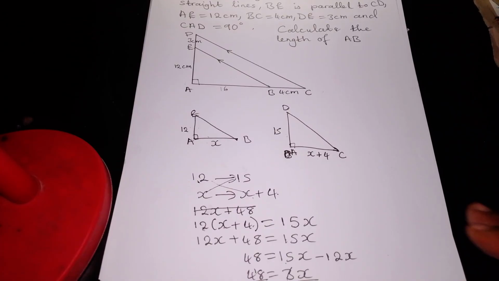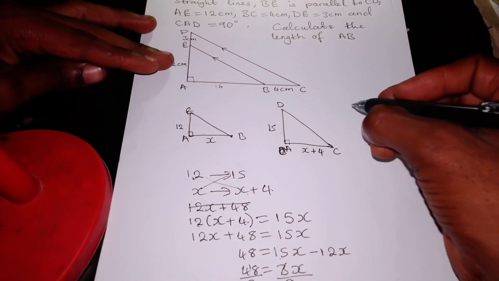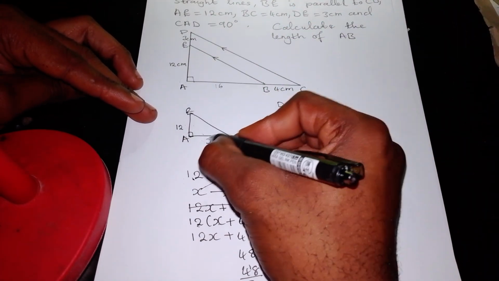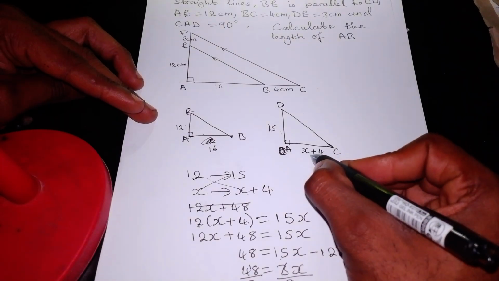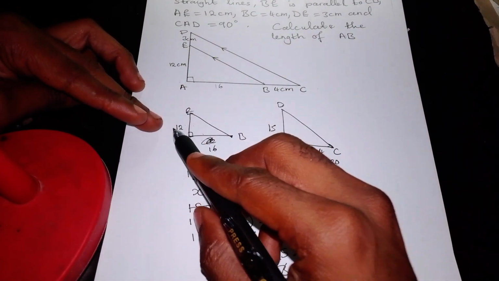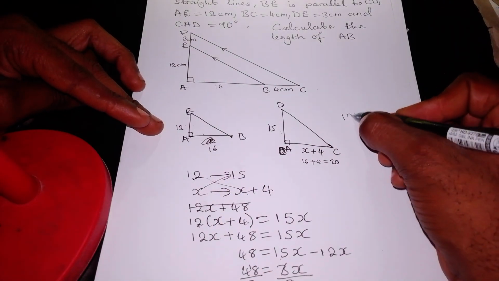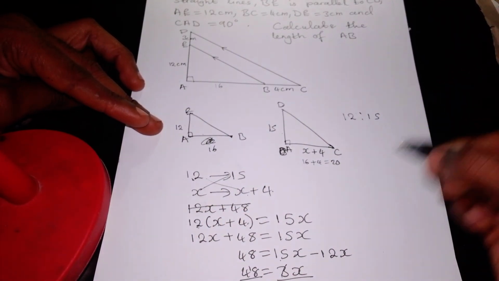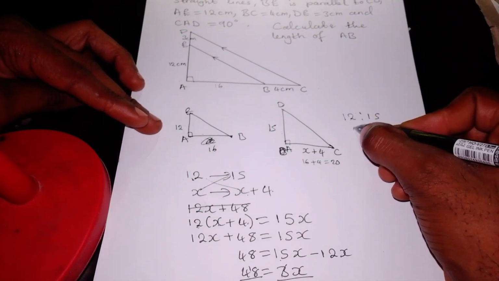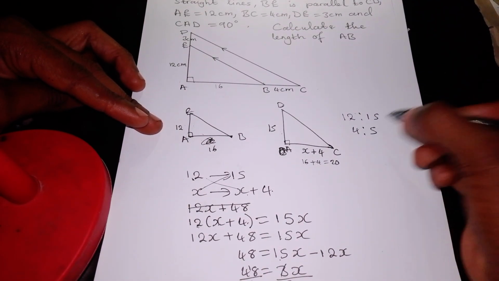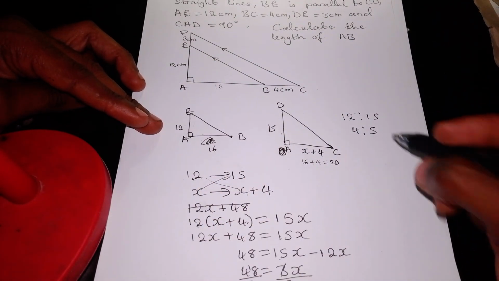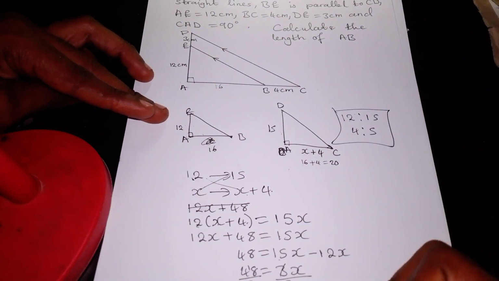If you want to prove your answer, you can just check the ratio of this to that. Let me just put my 16 there, and obviously this will be 16 plus 4, which is 20. So you can say the ratio of 12 to 15, which reduces to, if I was to use a 3, this would be a 4, and then to 5. And then I can check the ratio of this to this. This is just a proof. The answer has been found.